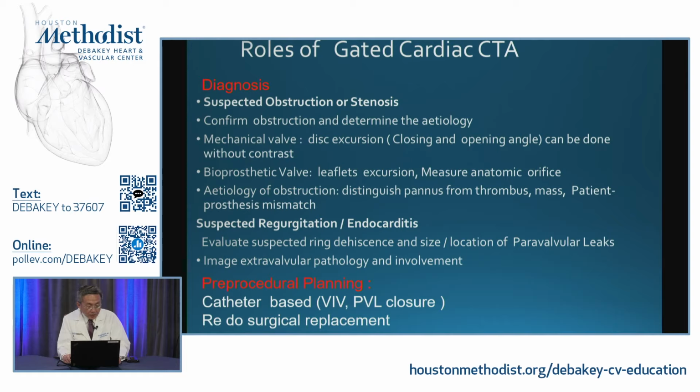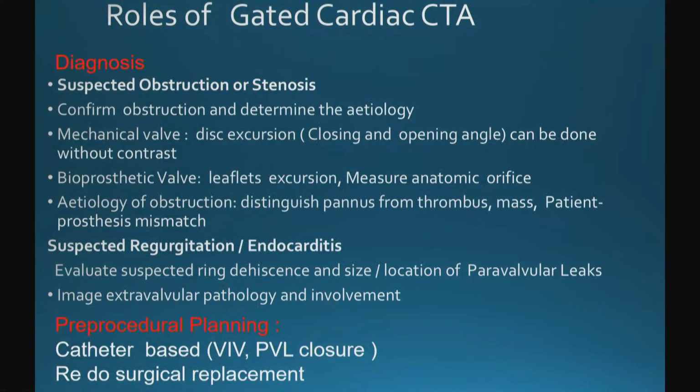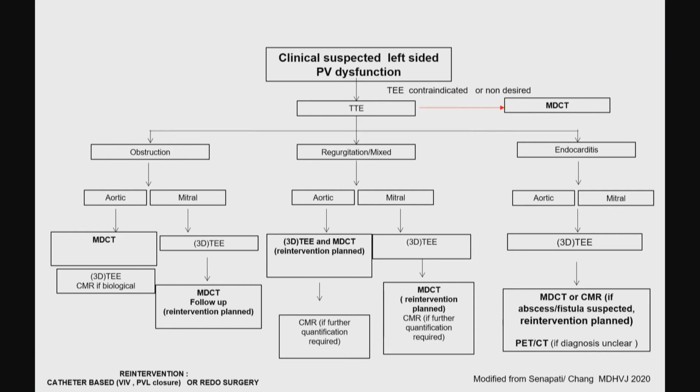For regurgitation, cardiac CT is not as important for diagnosis because 3D TEE is exceptional. In some cases of prosthetic aortic valve regurgitation, CT could be useful in localizing the dehiscence and paravalvular leak, and obviously in cases of endocarditis or abscess, it can allow you to look at the extravalvular component.